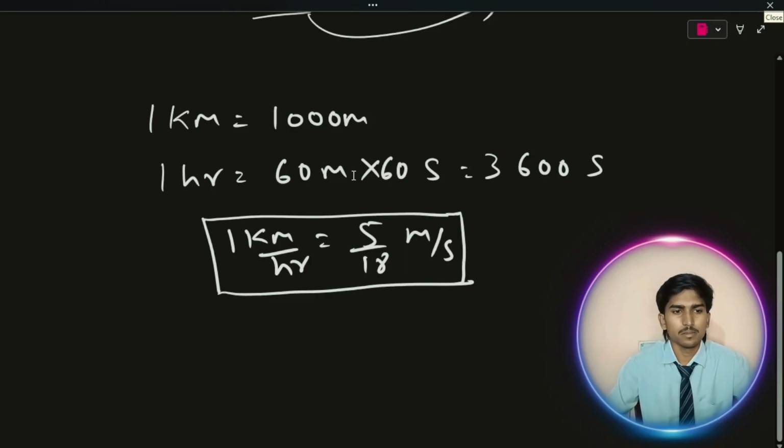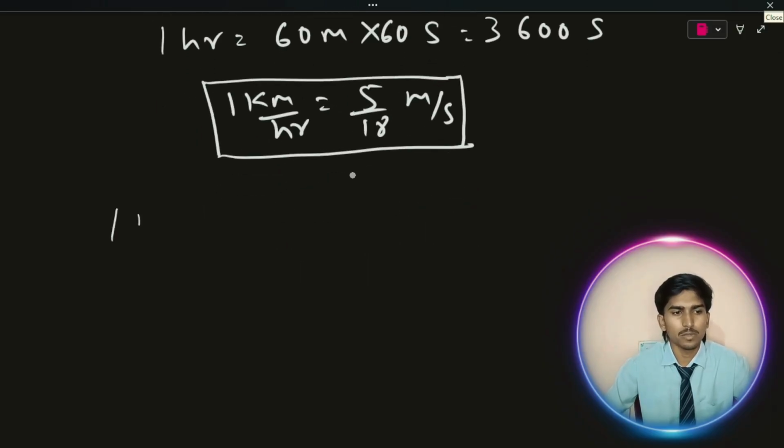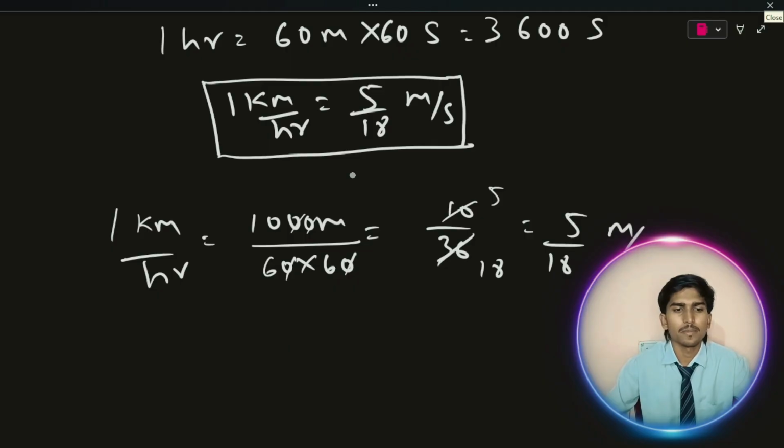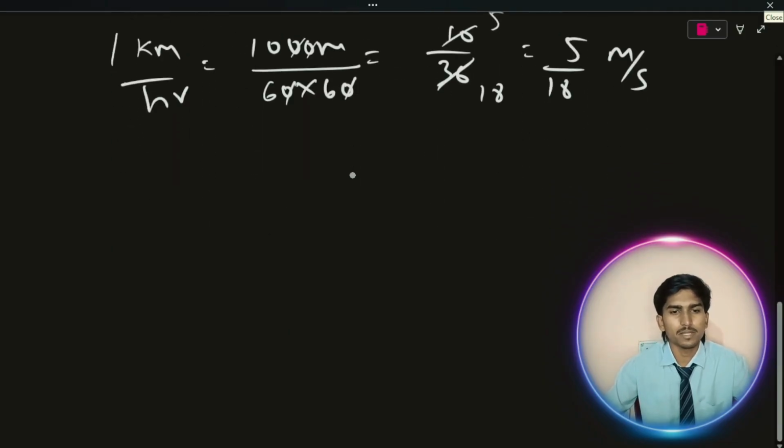So how does it come? If somebody asks me 1 kilometer per hour is equal to what, think: 1 kilometer means 1000 meters, divided by hour, which means 60 into 60, that is what I already told. The zeros cancel. 10 by 36, then 5 by 18. That is 5 by 18 meter per second. Similarly, you should know 1 meter per second is equal to 18 by 5 kilometer per hour.